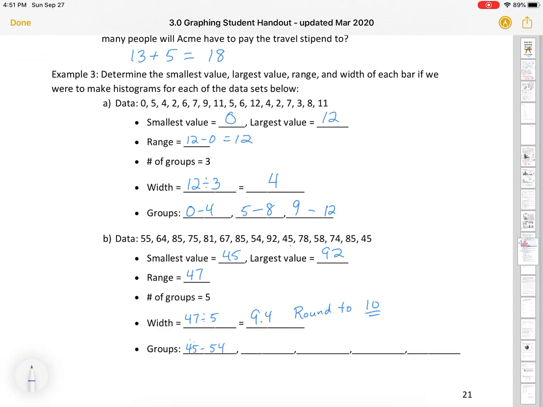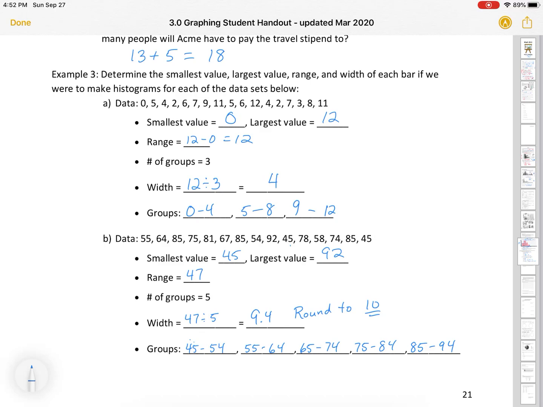45 to 54, 55 to 64, 65 to 74, 75 to 84, and then 85 to 94. And that will include our smallest value and our largest value. Okay, just barely on either side. So it's a little tricky.